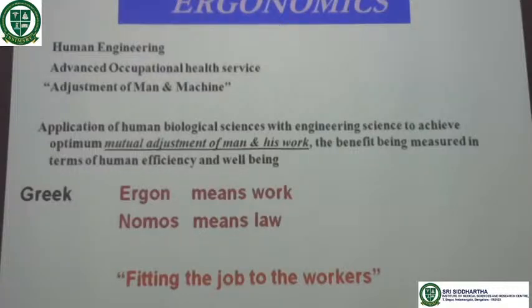So that particular word, adjustment of man and machine, plays an important role. We are going to discuss further. Application of human biological sciences with engineering science to achieve optimum mutual adjustment of man and his work environment. And benefits are being measured in terms of human efficiency and well-being. So efficiency and well-being are measured when you understand the ergonomics concept.